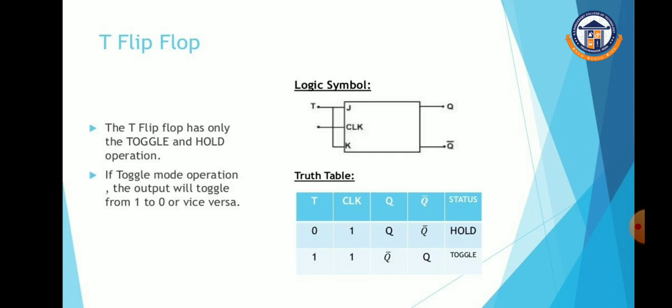So this is the T flip flop, and the T flip flop has only toggle and hold operations. In toggle mode, the output will toggle from 1 to 0 and vice versa. Okay, this is the logic diagram, and this is the Q. Whenever T is equal to 0, the status is hold. Whenever T is equal to 1, it will toggle. So T equal to 0 means Q stays Q, and T equal to 1 means Q becomes Q bar.